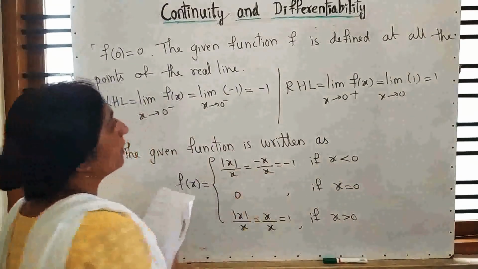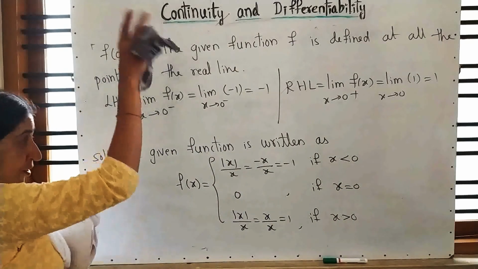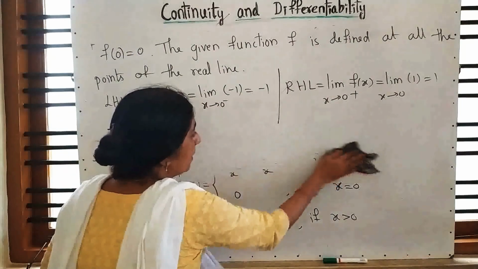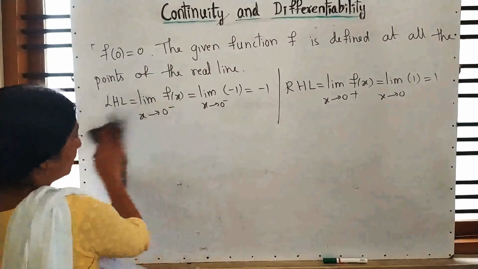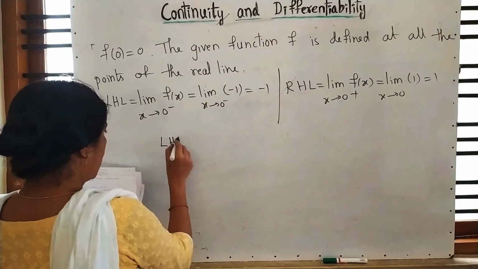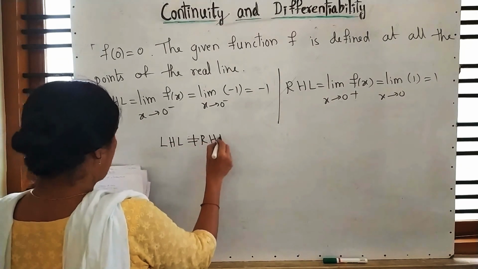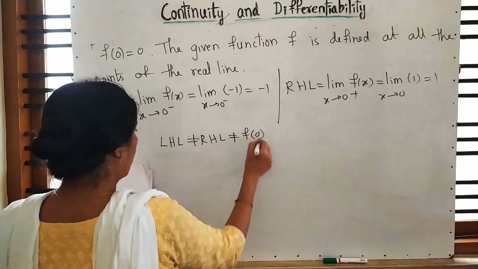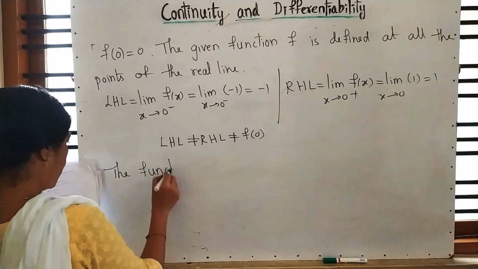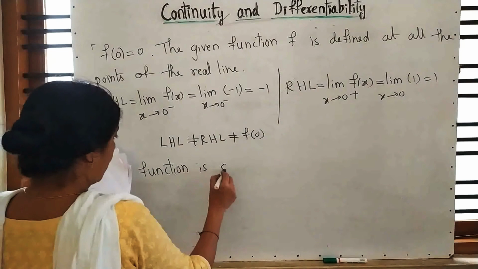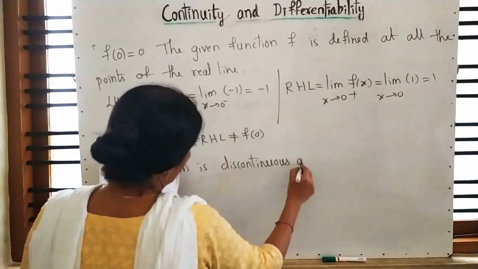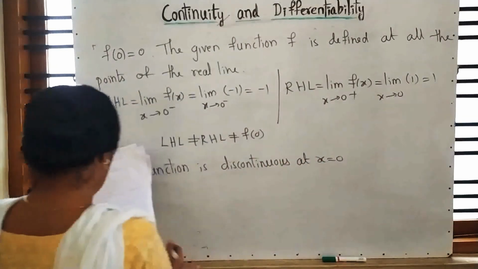See, observe that f of 0 is 0, that is also different. Left hand limit is minus 1 and right hand limit is 1. All the three are different. That means the function is discontinuous. LHL is not equal to RHL and this is not equal to f of 0. Correct? The function is discontinuous at x is equal to 0. Understood?